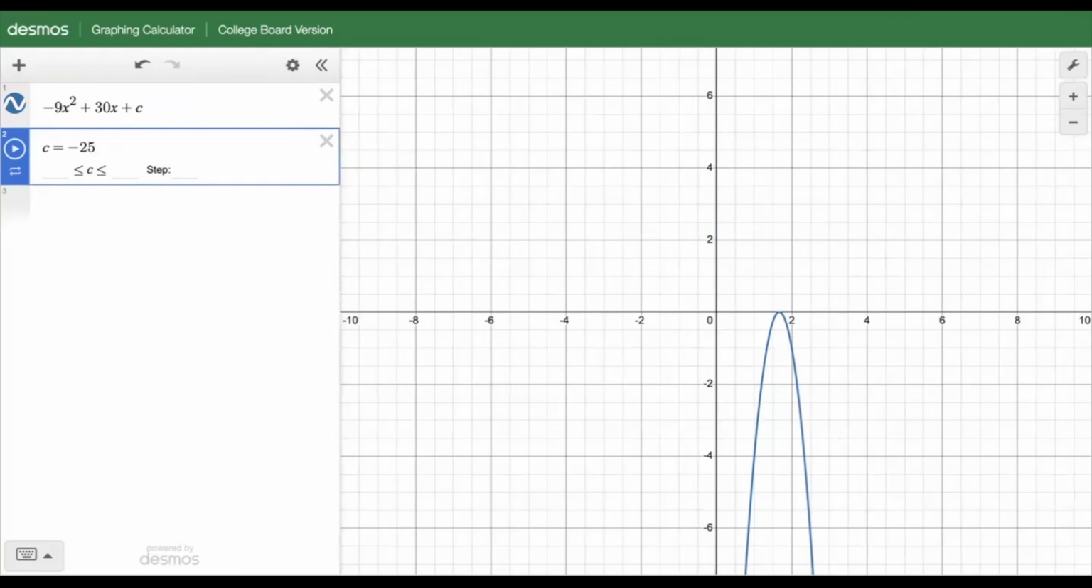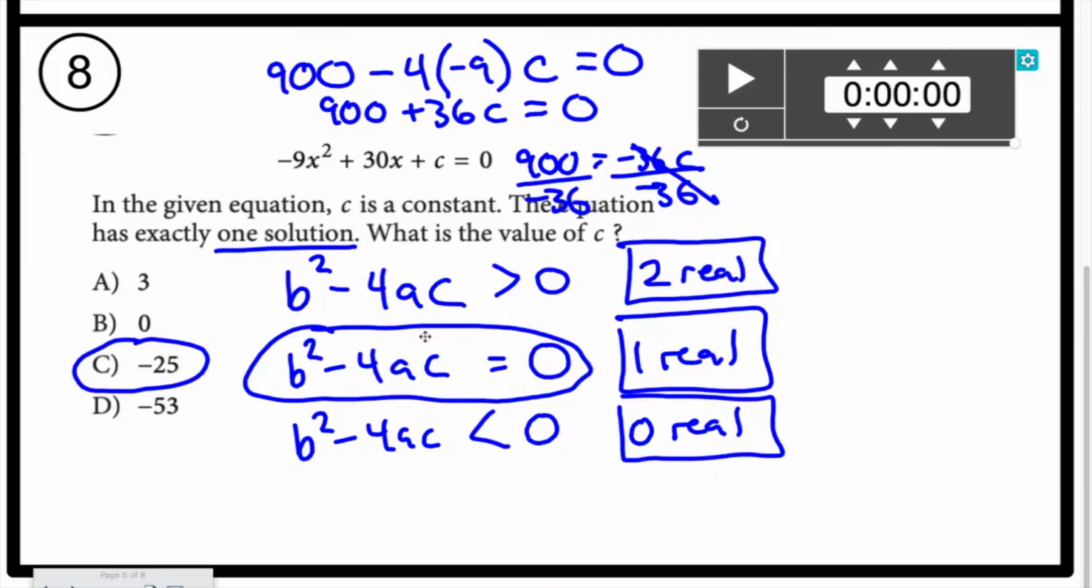Okay. Any questions on that way of doing it? Okay. So let's jump back here. But even if you're going to do it the Desmos way, you still need to understand the discriminant, I think, because there are problems where Desmos would be very difficult to do.